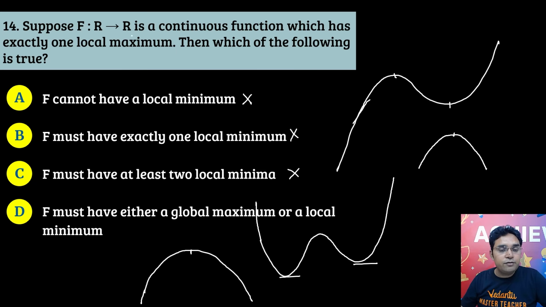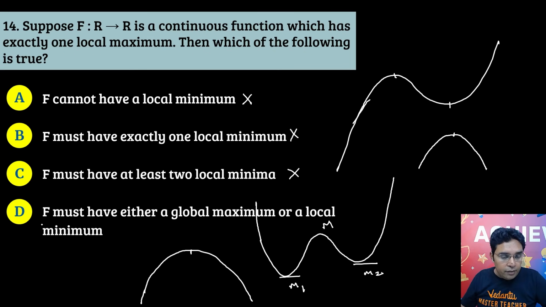Because this function is defined for all real numbers, and because the function has to have maxima and minima alternately, if this is a point of local maxima, you can have at most 2 points of local minima like this. So saying at least two local minima is wrong. In fact, it should have been at most two local minima. Then this option C would have been correct.